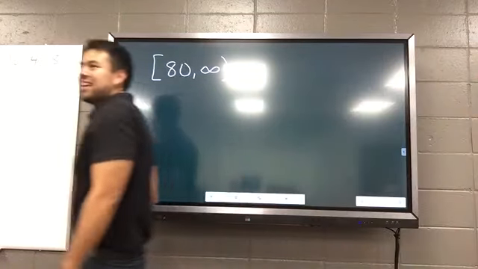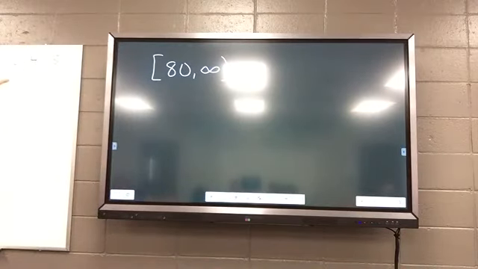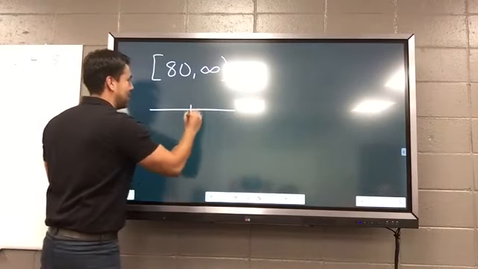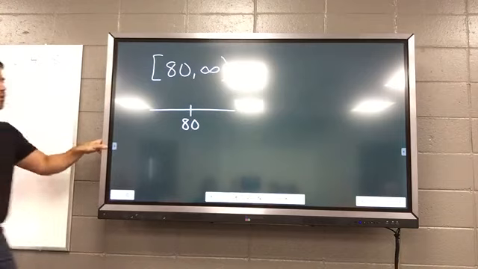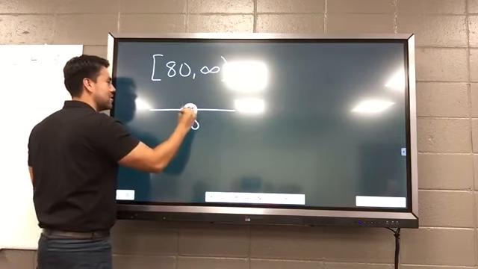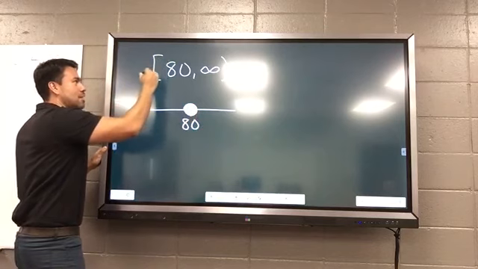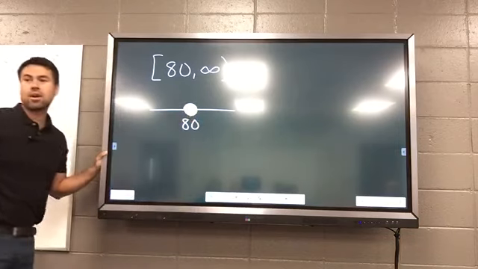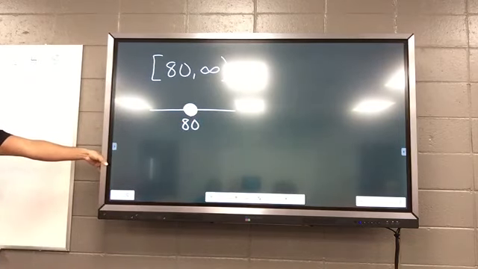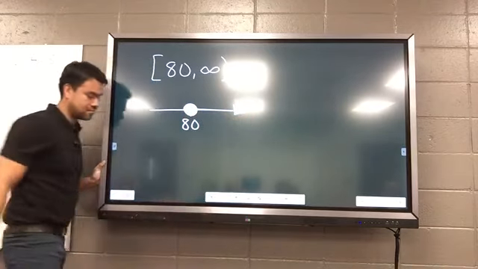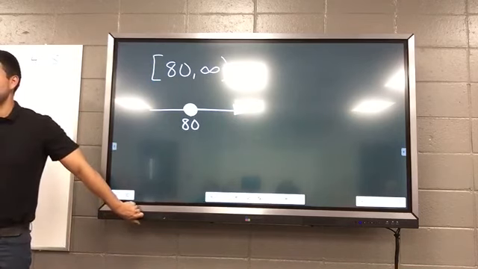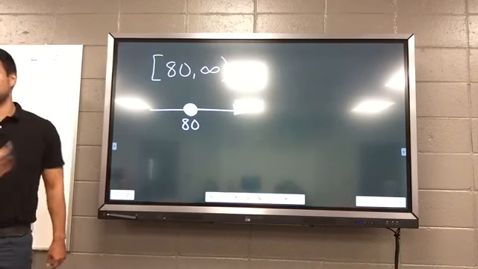Interval notation actually helps me with my graph. I know 80's on there. What kind of circle goes on 80? Closed. How do you know it's closed? Bracket. That means what according to my key? Closed or included. And where does the line go, Jensen? To the right. Could you still write it as set builder, even though you don't have a variable? Yeah. Actually, write it in set builder.